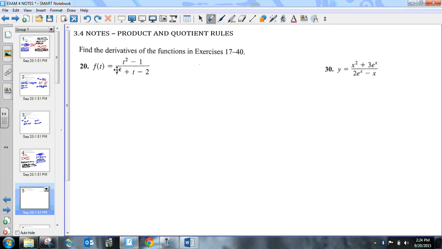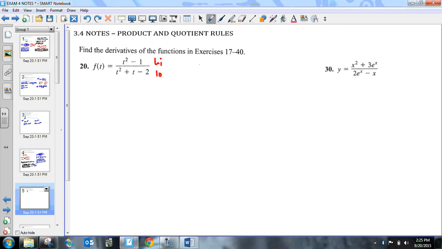And so when I look here, I've got t squared minus 1, and then I've got, so you can actually simplify this. Let's go ahead and just do, you can simplify this and then take the derivative. Let's just use the quotient rule. So this is my high function. This is my low function. All right.